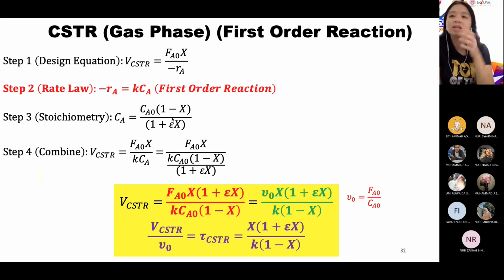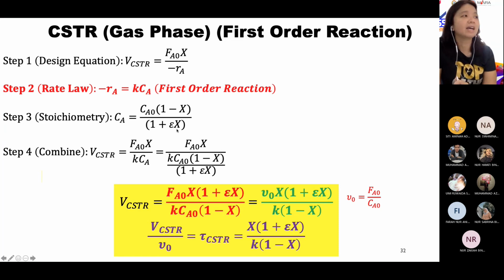Okay, so most of the time, that's why kita kena express CA dalam bentuk CA0 dan X. Okay, and then in the form of gas phase. Gas phase, and at this stage, we are still talking isothermal isobaric, meaning no change of temperature, no change of pressure. Sebab tu equation dia jadi CA equals to CA0 1 minus X per 1 plus epsilon X.